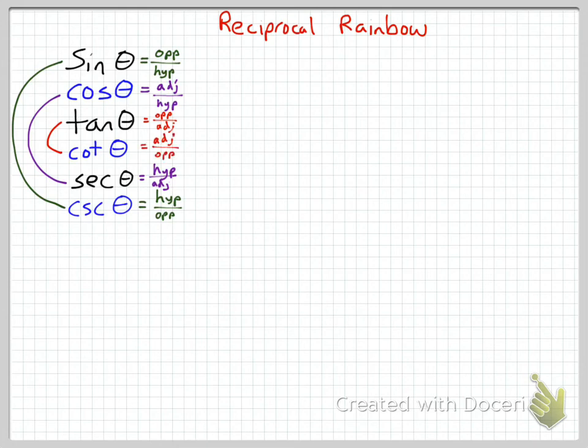Honestly, I just draw this part right here at the top of my paper when I'm taking a quiz. And if you just draw that and draw the rainbow, then you will never mess up what the ratios are for each of the 6 trig functions.